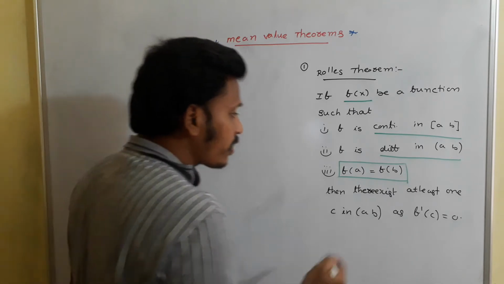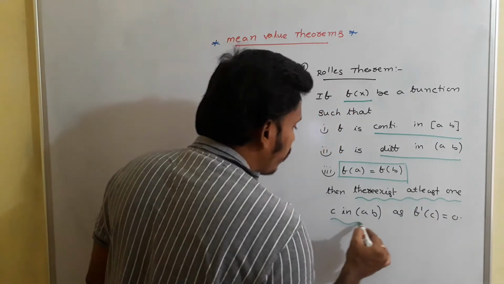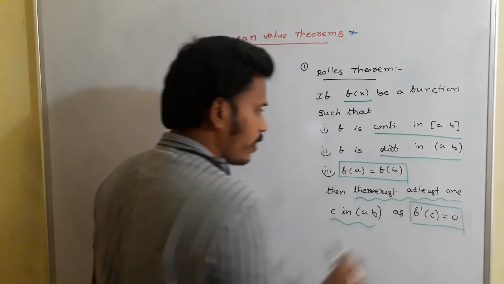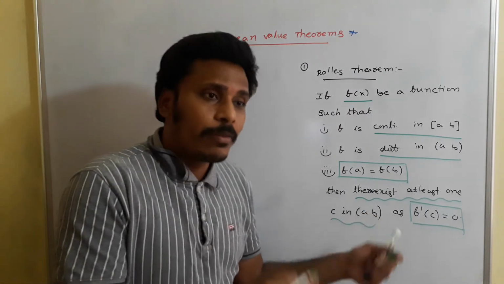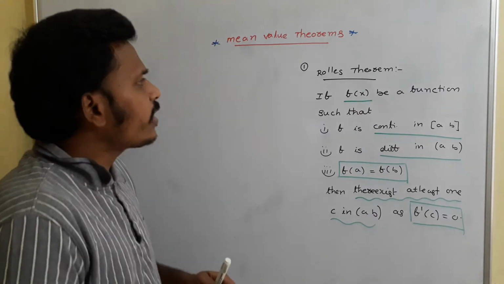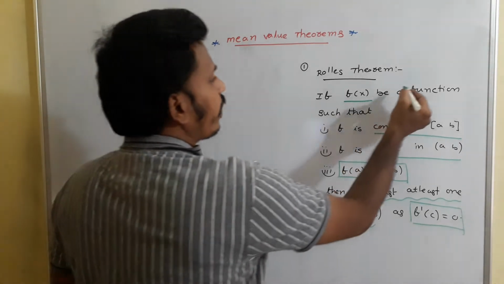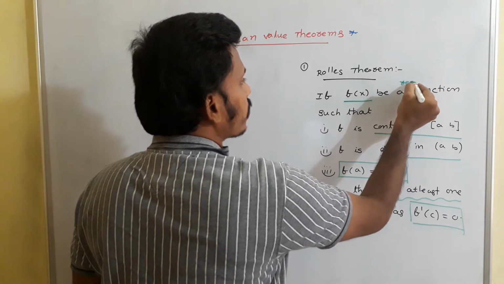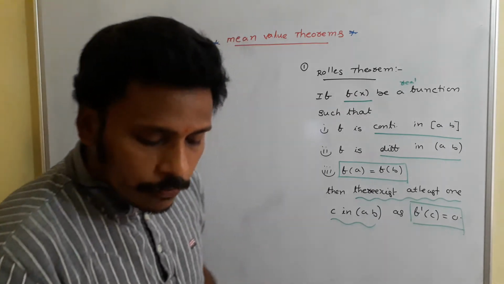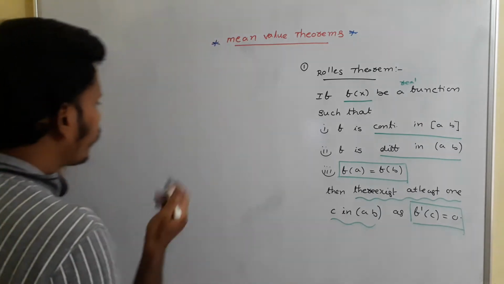In such cases, there exists at least one c in the interval (a, b) such that f dash c is equal to 0. At least one c, in the sense there may be more possibilities for that c also. Right. As mentioned, f of x is a function, and usually we will discuss real functions. Let f of x be a real function, in the sense that the domain and codomain of that function are real numbers, and then we can easily sketch its graph.